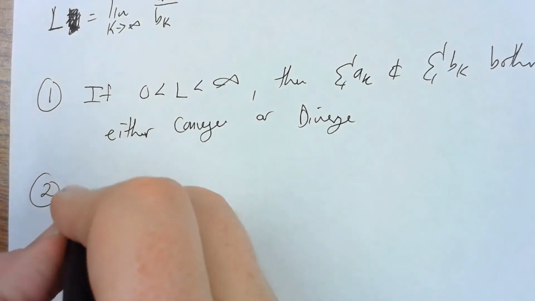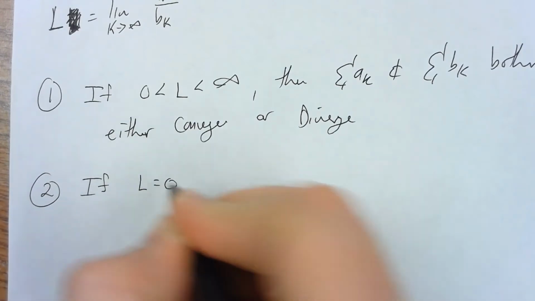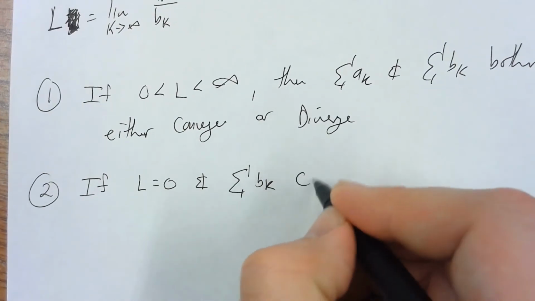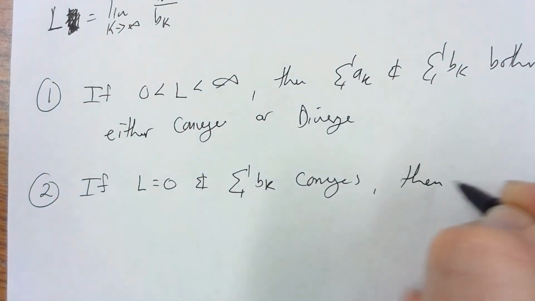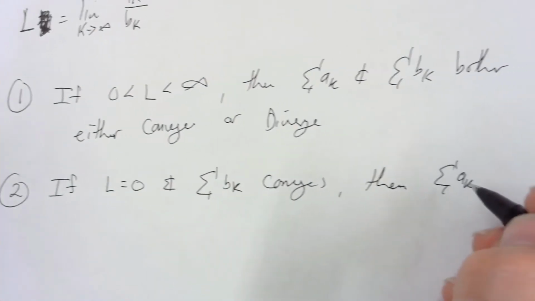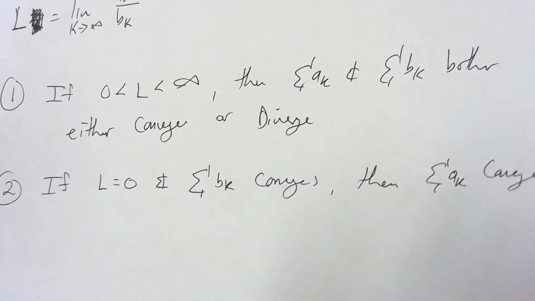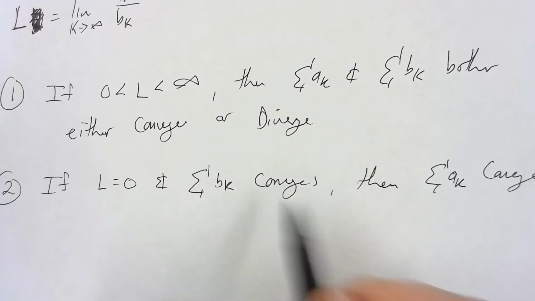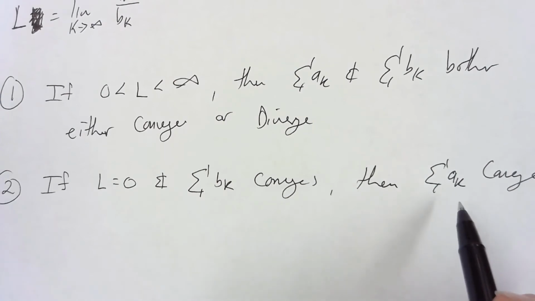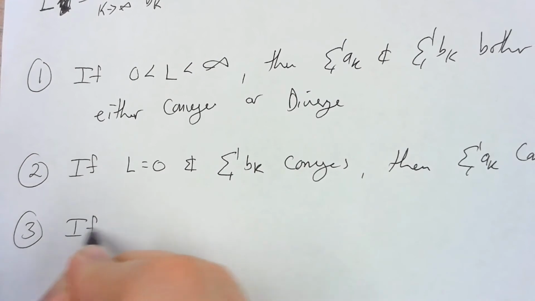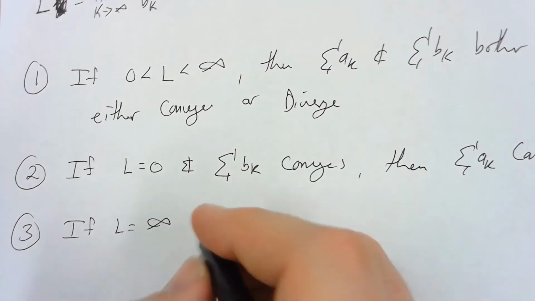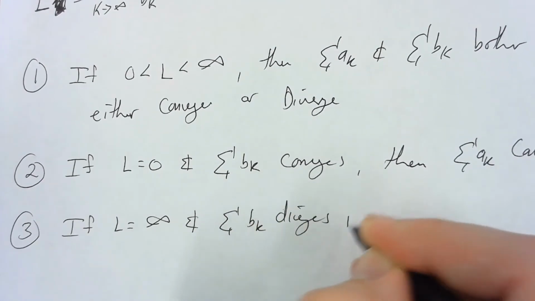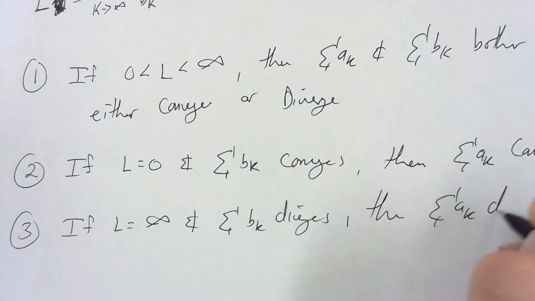The second conclusion is that if L equals 0 and the series that we brought to the table, b sub k, converges, then I can also conclude that a sub k, the series that we're looking at, will converge as well. Notice how this is slightly different. I must have convergence of b sub k for me to make any conclusion about a sub k. The third statement correlates to L equaling infinity. If that limit goes off to infinity, and my b sub k diverges this time, then the summation of a sub k will diverge as well.